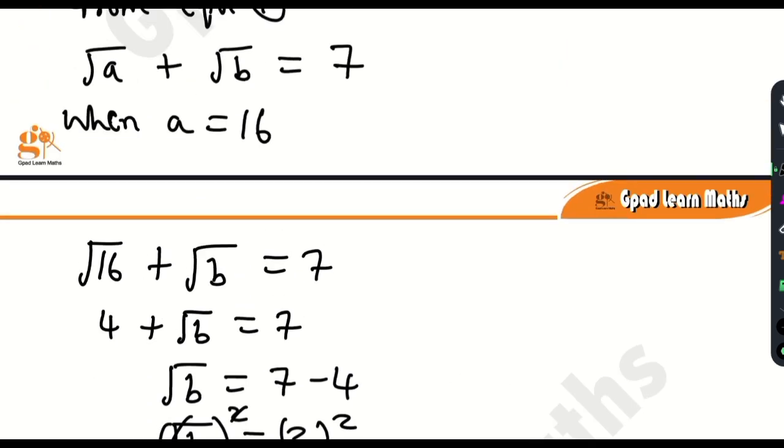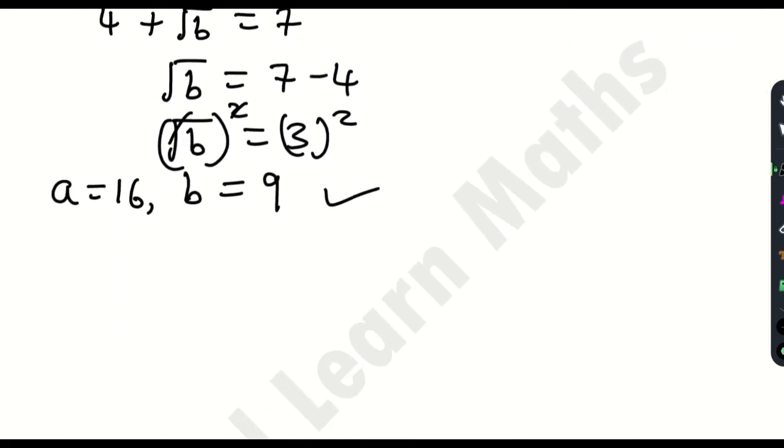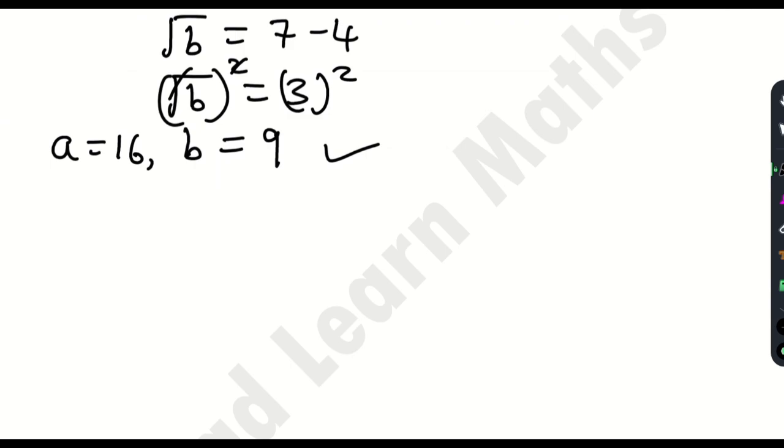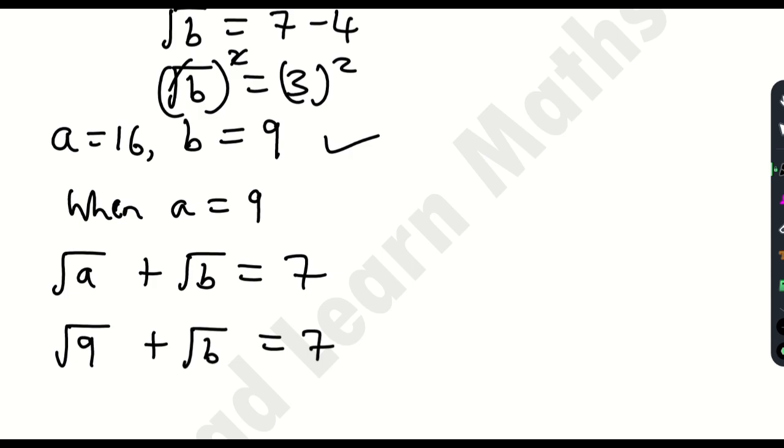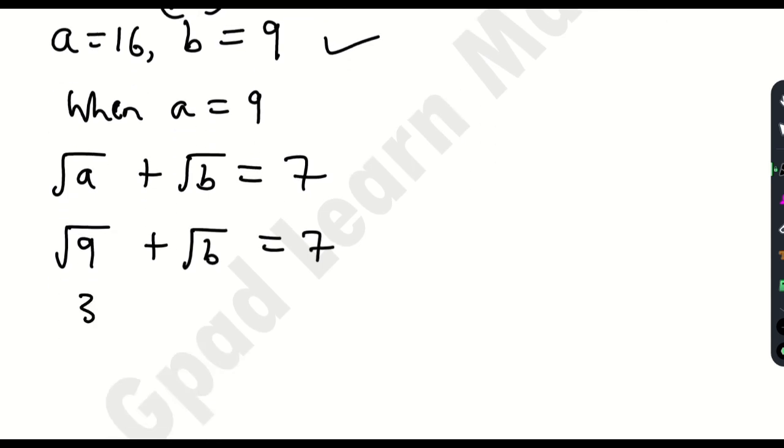Now let's get the other one. When A is equal to what? 9. So when A is equal to 9, let's get what B will be. So using the same equation, root A plus root B is equal to 7. So that would be root what? A is what? 9, as you can see here. So root 9 plus root B is equal to 7. What is the square root of 9? That's 3. So we have 3 plus root B is equal to 7.